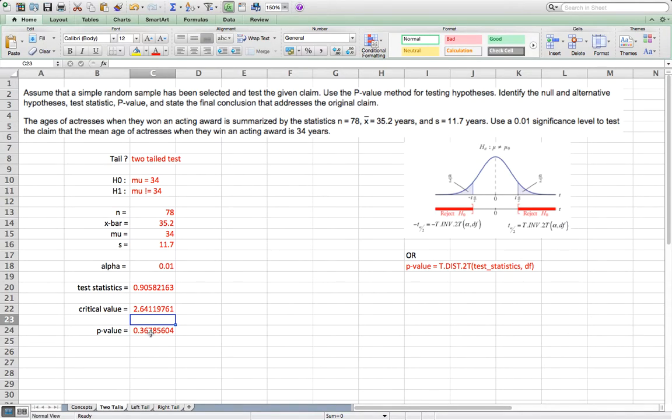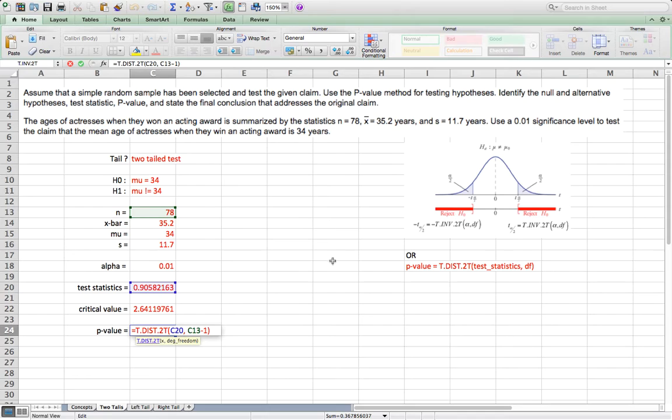Now, we also can use the p-value method. For the p-value method, you need to calculate the p-value first. The p-value is the area of these two tails added together. Those two tails are the tails out of this test statistic, right? So I will use T.DIST.2T. The first argument is my test statistic, which is in C20. The second argument is my degrees of freedom, which is C13 minus 1.